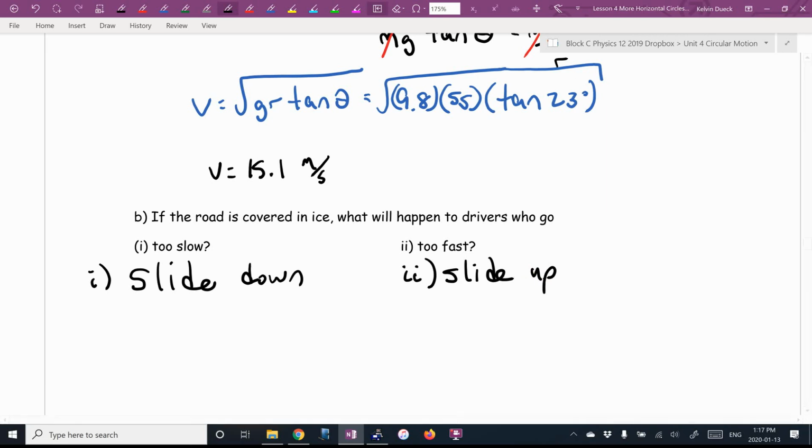Whatever speed that corner says, if it's a dry day, there's a fair bit of leeway because friction is adding an extra force that I didn't include and it'll cover your butt. Otherwise, though, if it's wet or icy, do that speed. If you go too slow, you might slide down. If you go too fast, you might slide off. Kind of cool.